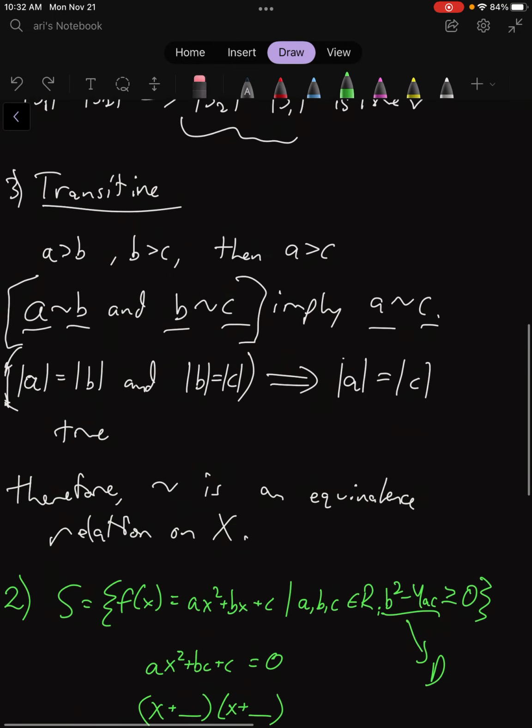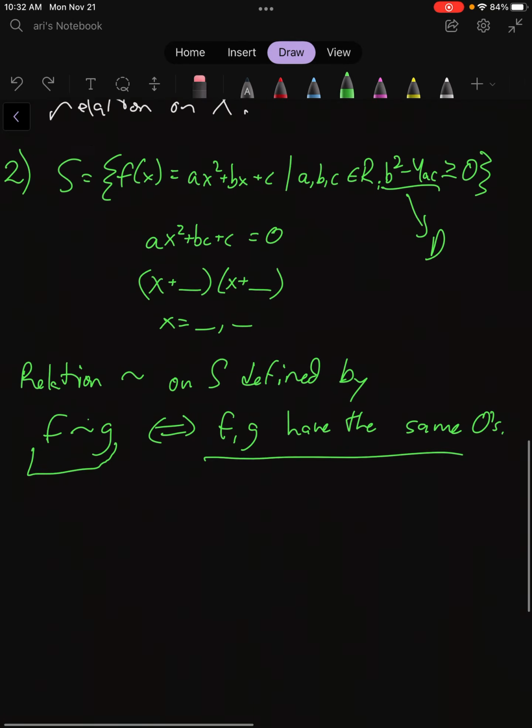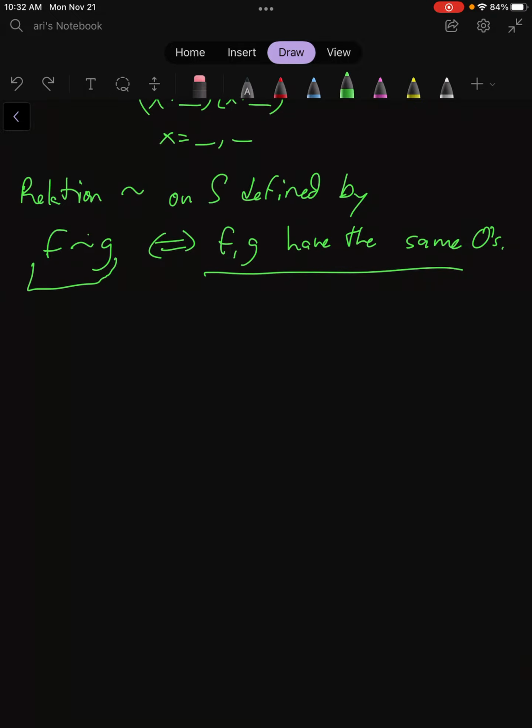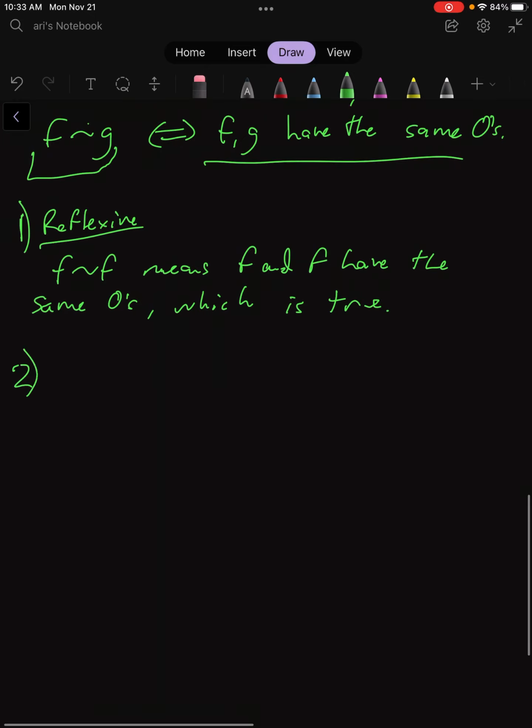So now we have to ask those same three questions that we asked before. The questions of reflexive, symmetry, and transitive. Do they satisfy all those properties? So 1, reflexive. And hopefully you could already start thinking ahead and understand that f tilde f means f and f have the same zeros, which is true. Oftentimes, the reflexive property is trivial. It's not always the case, but here it is.